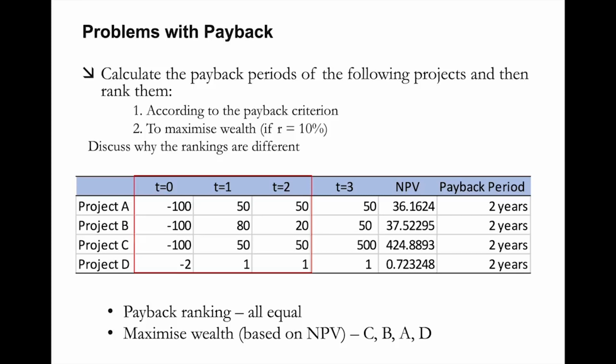Project A costs $100 today and will pay $50 per year for 3 years. So the payback period, we can see that in year 1, we receive $50, year 2, we receive another $50, so cumulatively, that's $100. We've paid back our initial investment in 2 years, or the payback period.